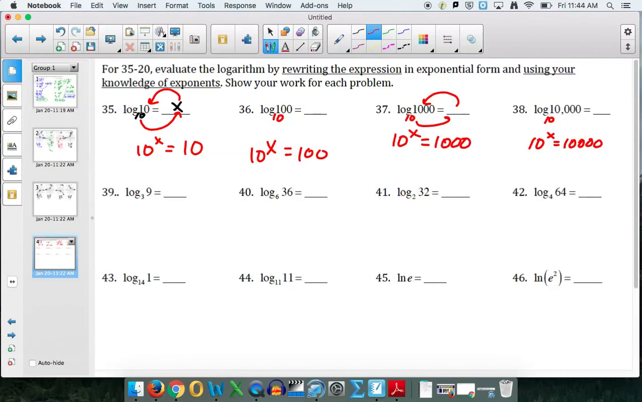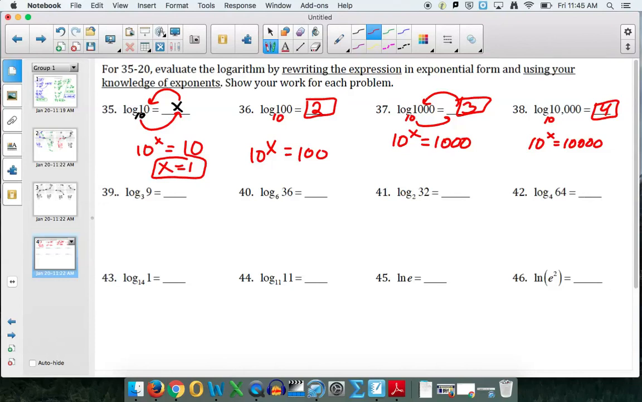Well, these are all things that you should know pretty easily. 10 to what power gives us 10? That's just an x equals 1. So log of 10 is equal to 1. 10 to the x equals 100. Well, that's the second power. 10 squared is 100, so that logarithm is equal to 2. 37, 10 to what power is 1,000? Well, that's 10 to the third, so that logarithm is equal to 3. And then finally, 38, log of what? 10,000? 10 to the fourth power is 10,000. So if you just recognize that we're trying to figure out that base raised to what power gives us the inside, then all these answers are just some number.